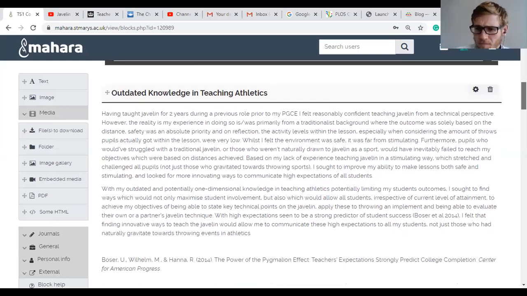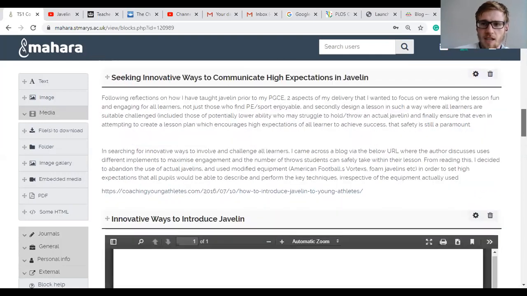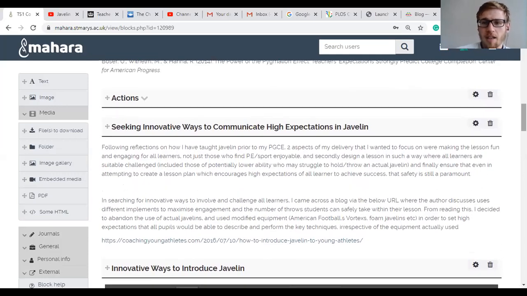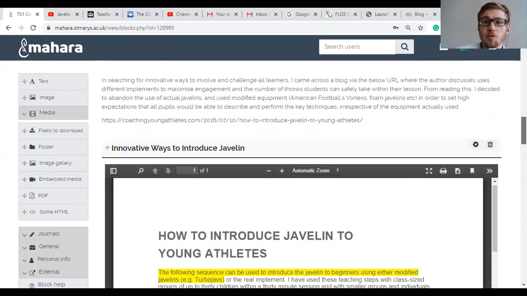So what I looked to do following this reflection was go about finding out ways of teaching javelin in a way that were more inclusive to all pupils and where I could set high expectations of all pupils, not just the ones who could throw far. So in doing so, I stumbled across a blog which discussed innovative ways of teaching the javelin, and naturally I wanted to focus on planning lessons that were fun and engaging for all learners, not just those who are naturally sporty.